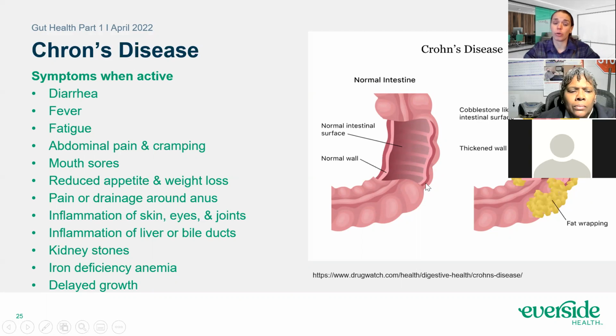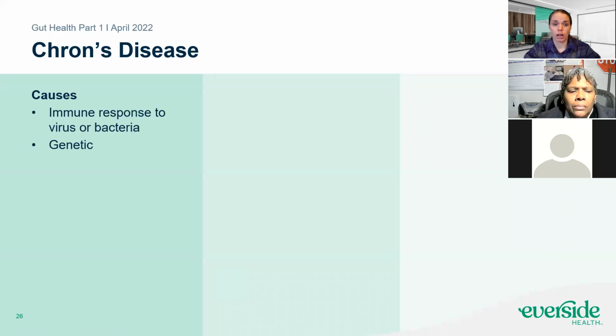strictures. So again, this is another one that goes through active bouts versus where it kind of calms down. If you're having an active bout, it could be diarrhea, fever, fatigue. So again, you're having this kind of inflammation and irritation in the intestine. It's not going to be able to absorb things well. So you're going to feel more fatigued because you're not getting the nutrients you necessarily need. So reduced appetite and weight loss, pain and drainage around the anus, cramping, mouth sores. Not fun stuff. Iron deficiency anemia, delayed growth, all kinds of problems here.